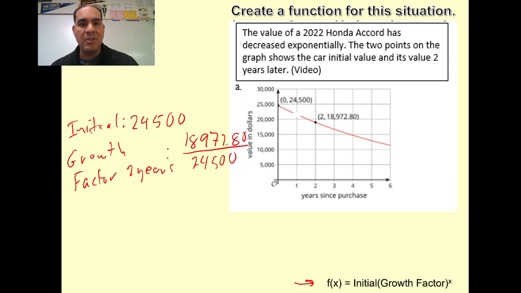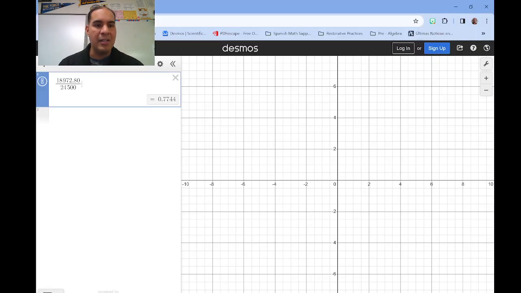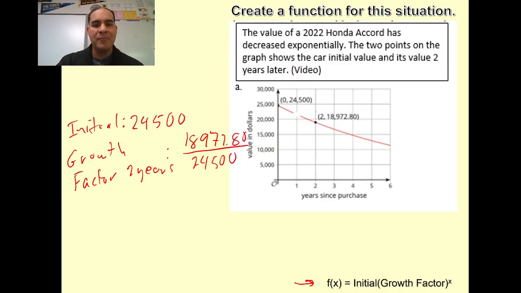So we're going to jump into our Desmos graphing calculator. I did that calculation for you, divided those two numbers, and I get 0.7744. Now, Desmos has this handy button. If you press that right there, it'll rewrite your answer as a fraction. So we're going to use that one, 484 over 625. So this reduces to 484 over 625.